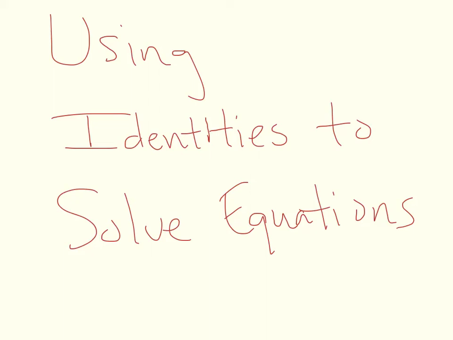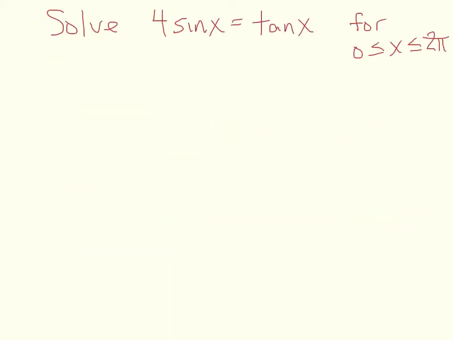So we've looked at basic trigonometric identities, we've looked at solving equations. Let's put the two things together and use identities to solve equations. So we want to solve this equation: 4 sine x equals tangent x for x between 0 and 2 pi.